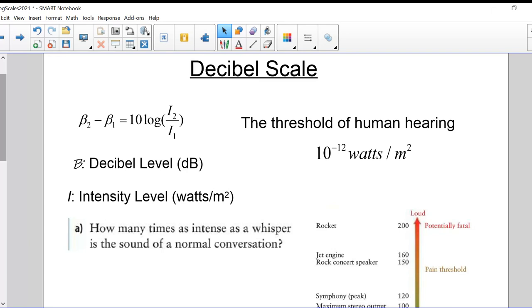Decibels, like I said, is a log scale because of the wide range in sound intensities. Now, the truth is that sound intensities are measured in real terms in something called watts per meter squared. It's the amount of power, which is what you measure watts by, in a certain amount of area. So it's watts per meter squared.